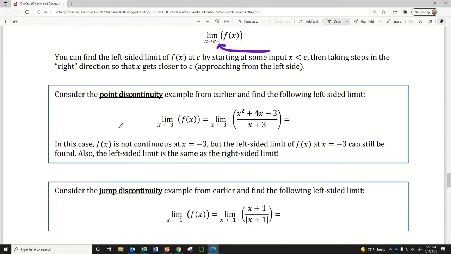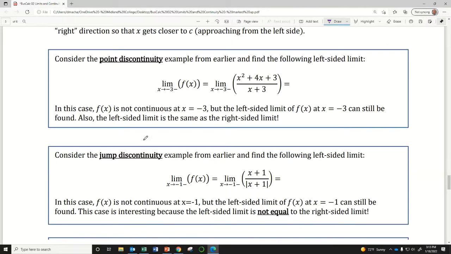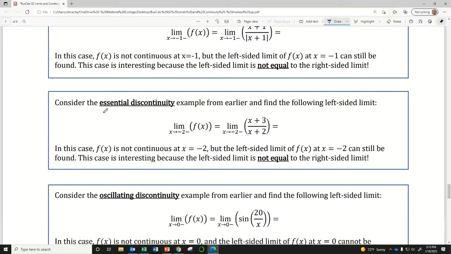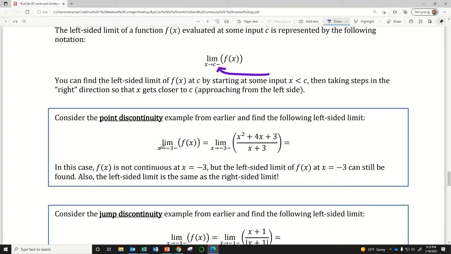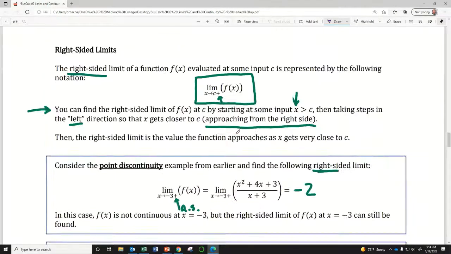And so what we're going to do is go through the point discontinuity example, the jump discontinuity example, the essential discontinuity example, and the oscillating discontinuity example. And this time we're going to take a left-sided limit as x approaches that limit point. So for the point discontinuity, notice x is going to be approaching -3 from the left side. So I have x arrow -3 negative here in this little limit expression. That's saying approach -3 from the left side. And so that's what we'll do.